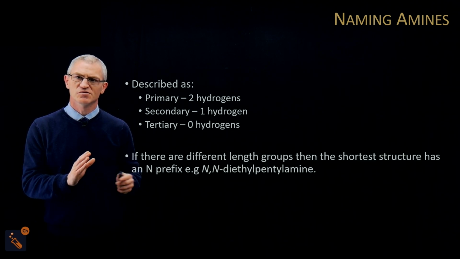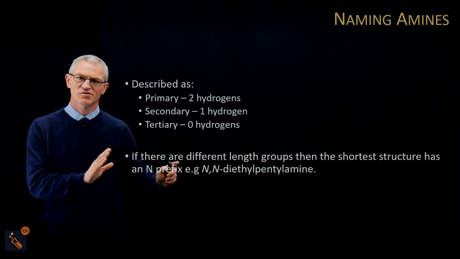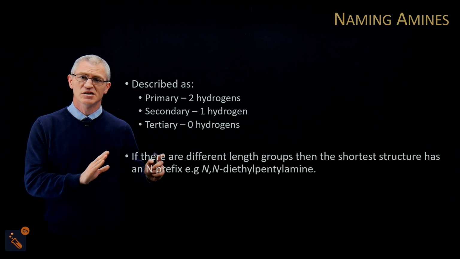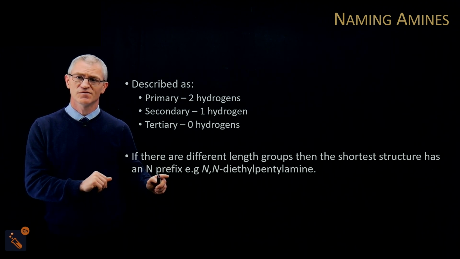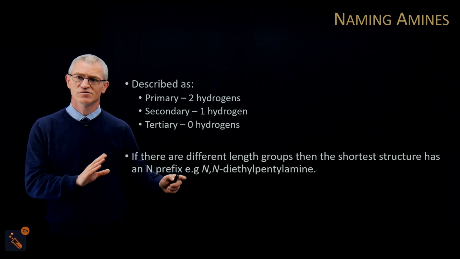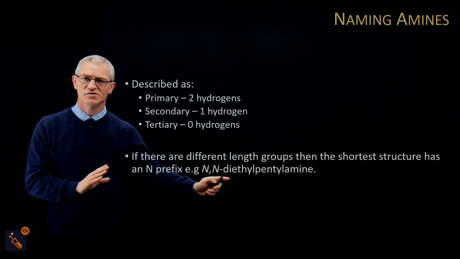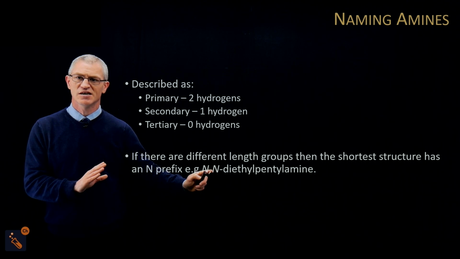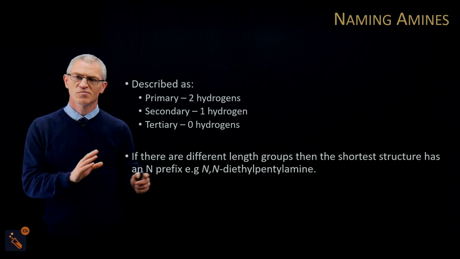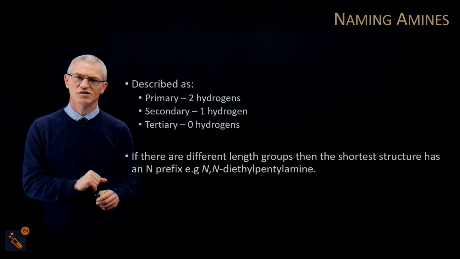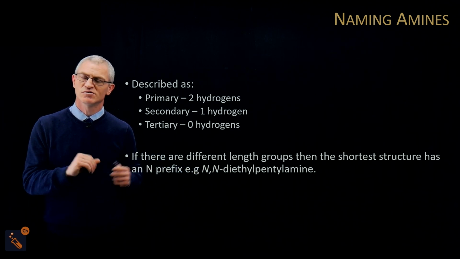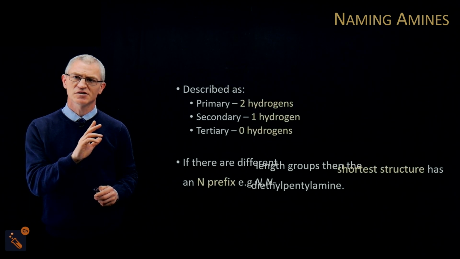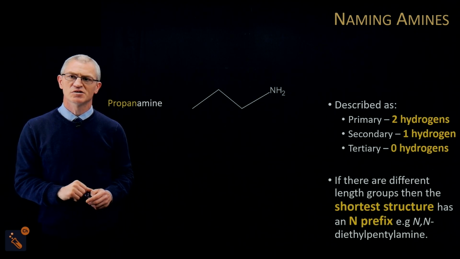There's also another rule, and that rule is if there are different length groups on the nitrogen that forms the amine, then the shortest structure has the N prefix. And depending on how many of those groups are on there, so for example, you've got diethyl here, so there are 2 groups on that nitrogen. I have to include an N for each one of those groups. But we will go through that in order. In this one I've used pentylamine, but you could use pentanamine as well. So let's put this to the side and let's go through some examples.